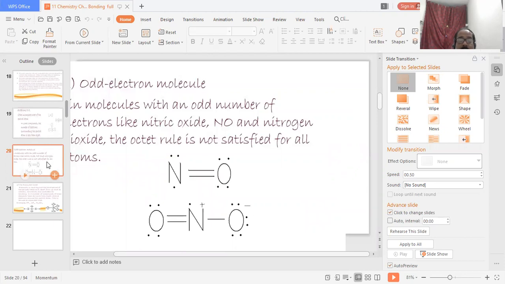The octet rule is not satisfied for all atoms like that. Some types of cases we represent with the help of charges like that, here positive and here negative.